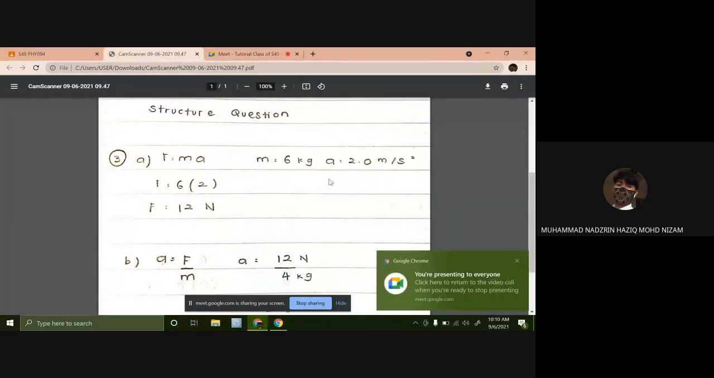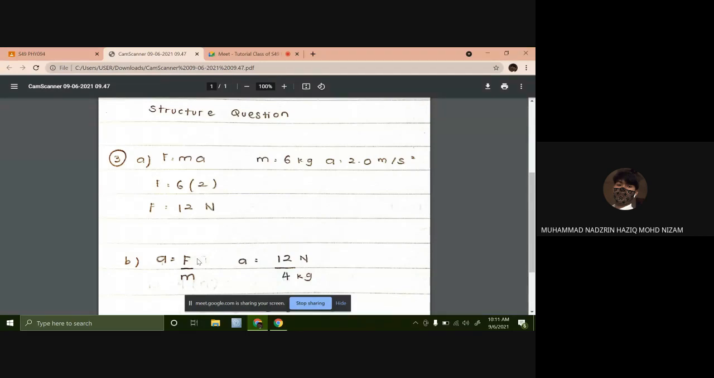Structure question number 3. A 6.0 kilogram object undergoes an acceleration of 2.0 m/s². A. What is the magnitude of the resultant force acting on it? So what I did is F equals ma. I listed m equals 6 kg, a equals 2.0 m/s². So I substituted and I got 12 N.